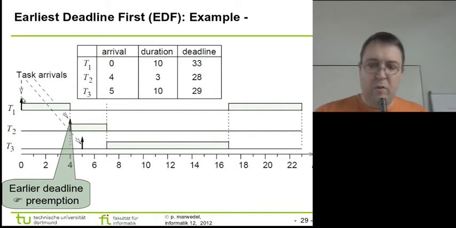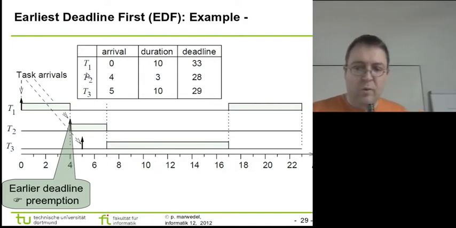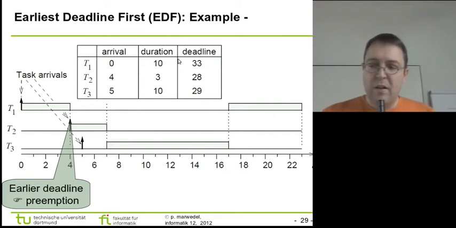At time 0 there is one task arriving, there is no other task, so T1 can start executing, and it executes until the point in time when the next task is ready, which is time 4 when T2 arrives. Now we see earliest deadline first. We check if the deadline of the newly arrived task is less than the deadline of the task that's currently executing, and this is the case here. 28 is of course less than 33, so T1 is preempted and T2 starts executing here.